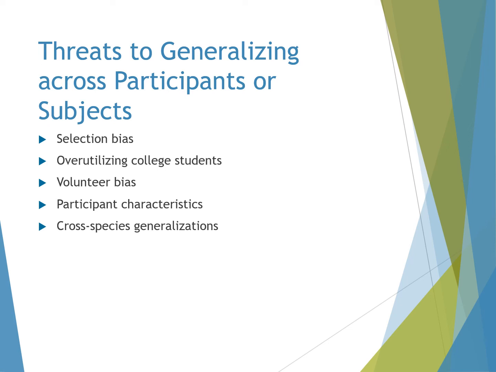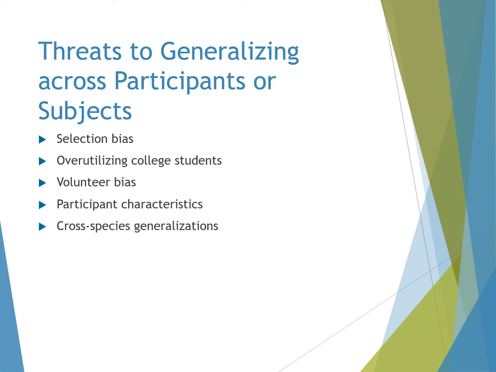Another issue is overutilizing college students. College students are really easy participants for researchers to get, but their characteristics don't necessarily represent all adults. Another issue is volunteer bias. People who participate in studies have to be volunteers as part of our ethics, but the people who are willing to volunteer for research studies may have some different characteristics than the average population.